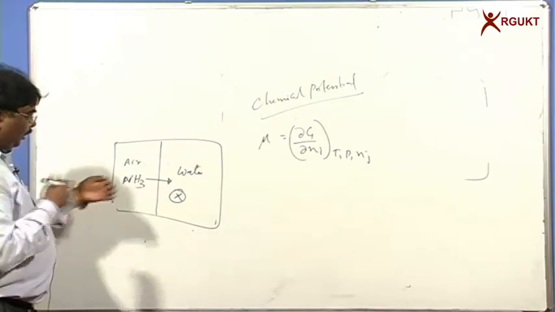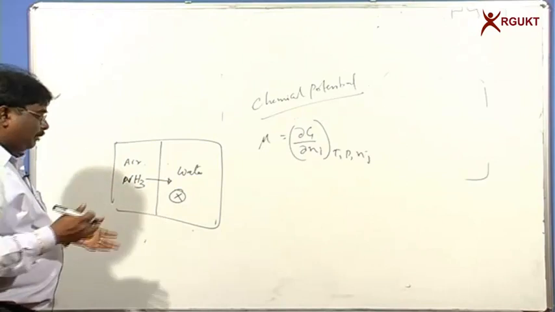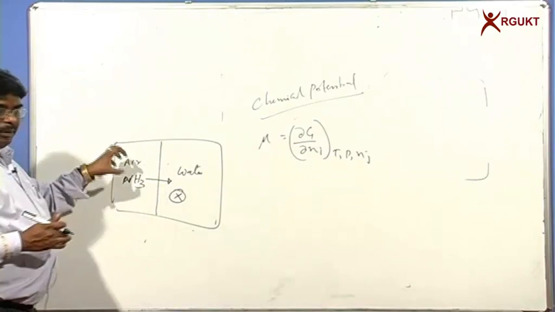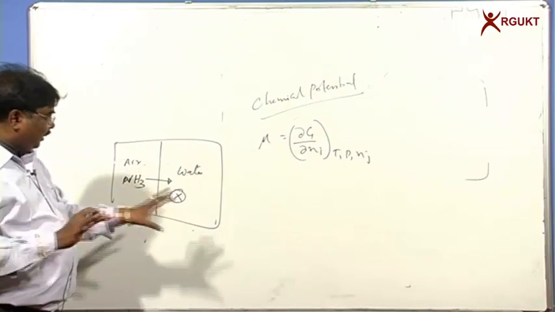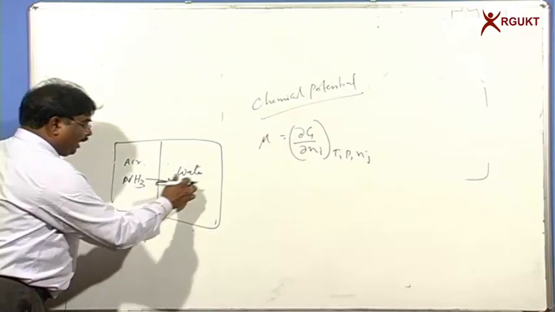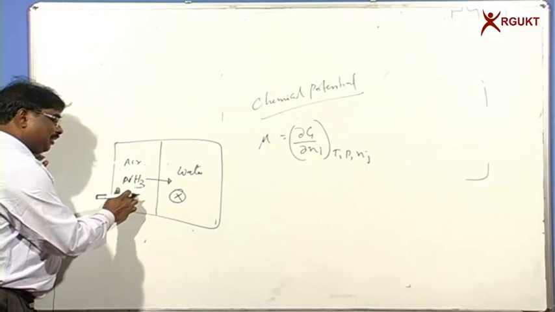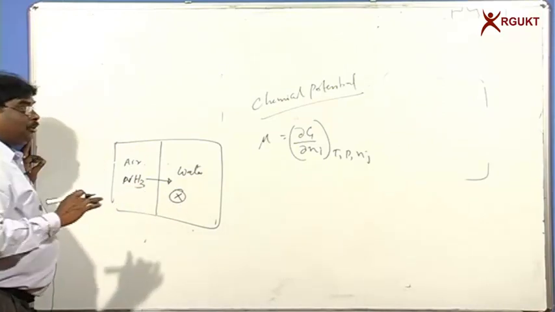So the molecule of X is continuously moving from the water phase to the air phase and back to the water phase. But at any time, the number of molecules of ammonia in this phase is constant, and the number of molecules of ammonia in that phase is constant. But if you look at the concentration of ammonia in this phase and in that phase, the concentrations are different. But even then the mass transfer stops.